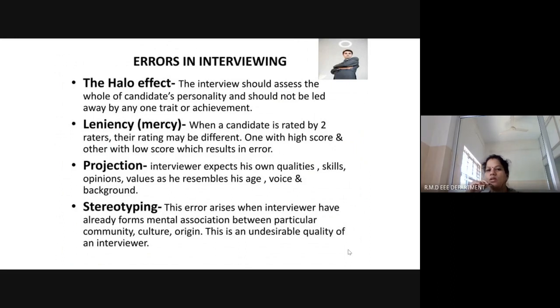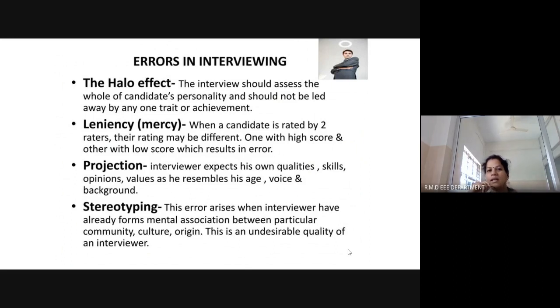Coming to the halo effect: before the interview takes place, the applications will be sorted, and just by going through an application, at first sight itself, a certain opinion will form in the mind. If the photograph of the applicant is pleasing, then the person interviewing the candidate will be in a mindset that this person will be suitable for the job because of the pleasing personality. This is known as the halo effect.